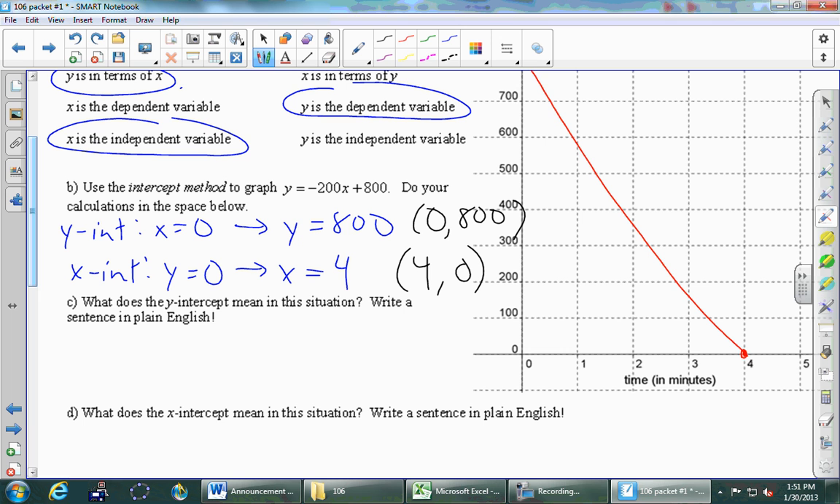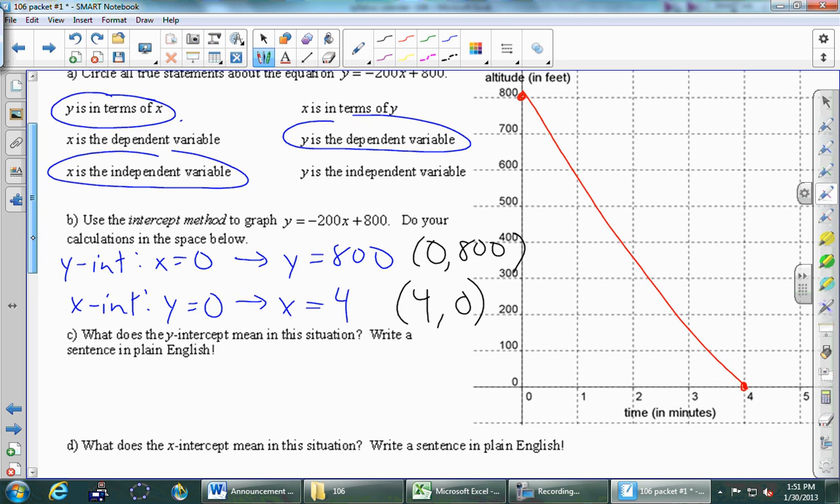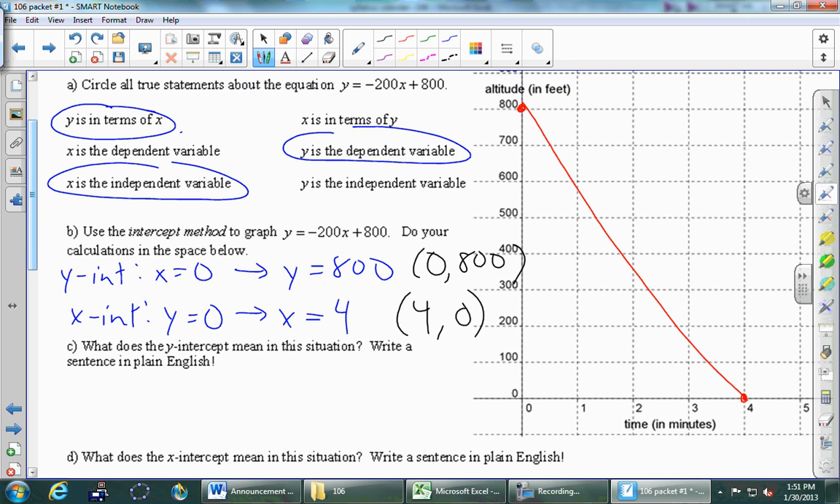Okay, so the y-intercept was at 800. Now, if your sentence doesn't have the number 0 in it, then you've missed part of the information. The y-intercept has a 0 involved. So I know not everybody's had a chance to write down a sentence, but let's see if we can work through this. The x-coordinate is 0.